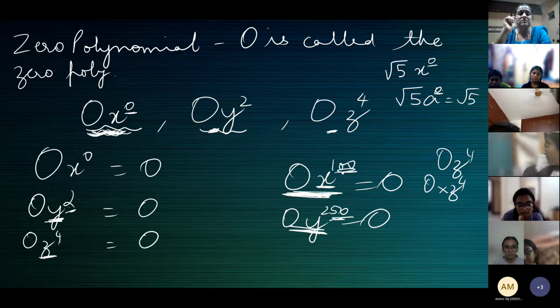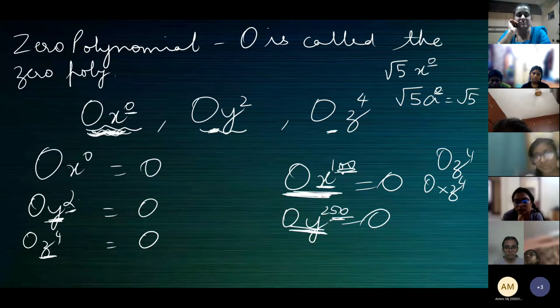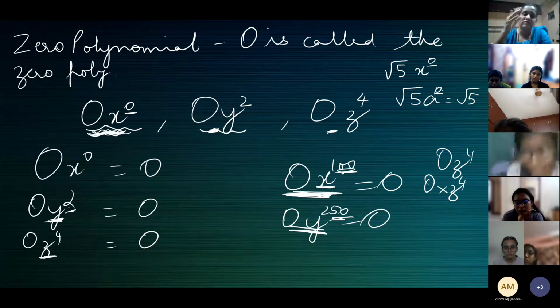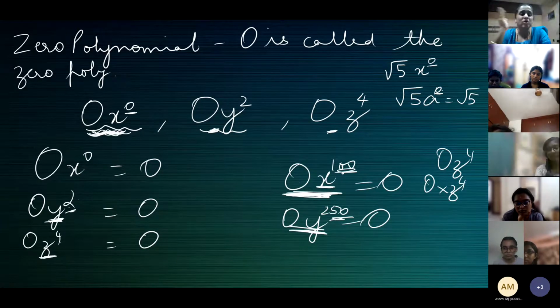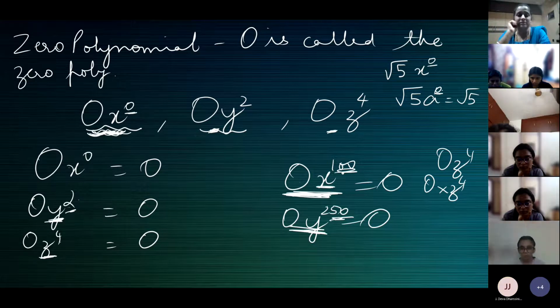What is the degree of a 0 polynomial? It should be one unique answer, meaning all of us should say the same answer. If all of us give different answers, we say that the degree is not defined. It's not defined. You can't say because it's not unique.